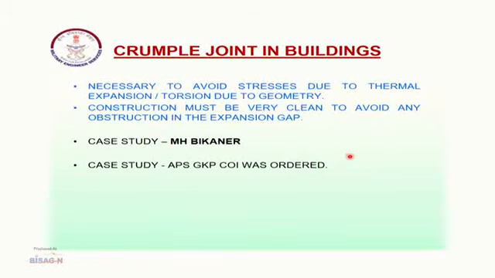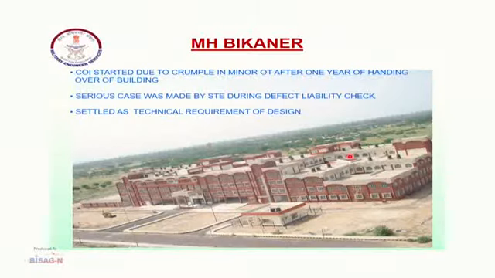I want to mention the case study of MH Bikaner and APS GKP where a court of inquiry was ordered because someone came at a later stage and asked why crumple was provided in the minor road, but this was the technical requirement. The answer was very simple: we cannot avoid it, we have avoided the crumple in the major OT and provided it in the minor OT. So, it has to be provided, and you can make this crumple joint watertight or airtight, whatever is your requirement.